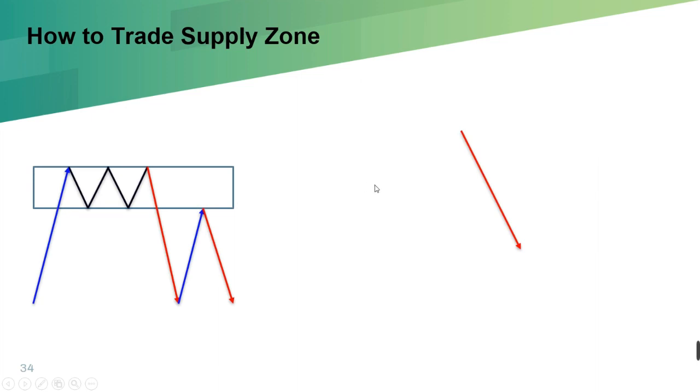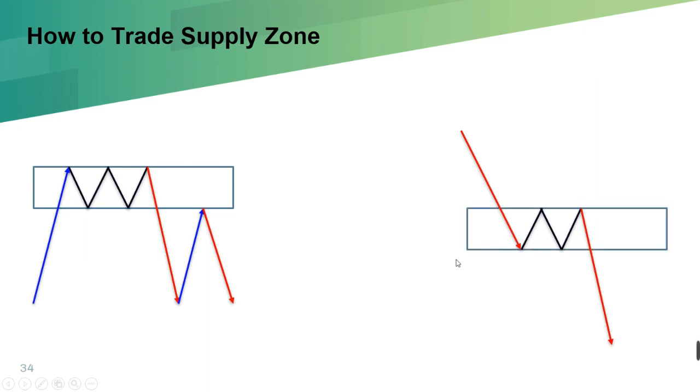The second type is, of course, we have the drop, and then we have a base, and then drop again, drop base drop. So this is qualified as a supply zone. All right, this is a supply zone.